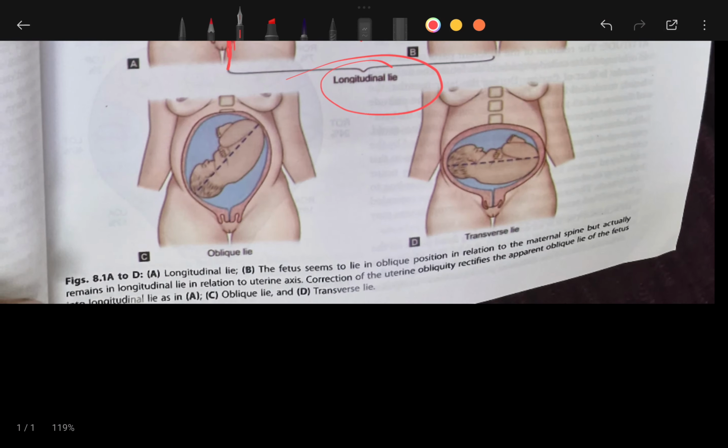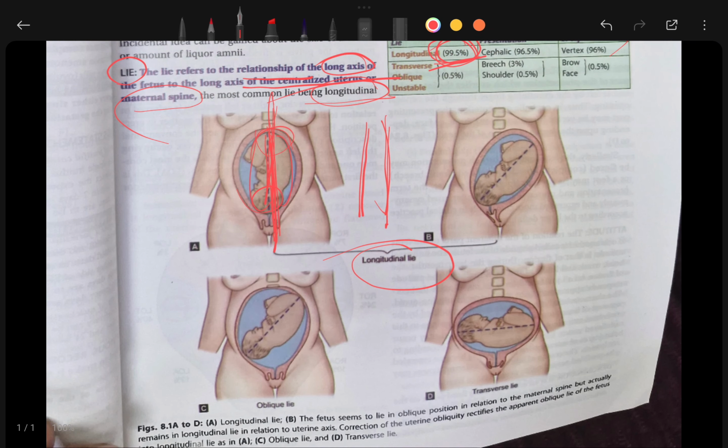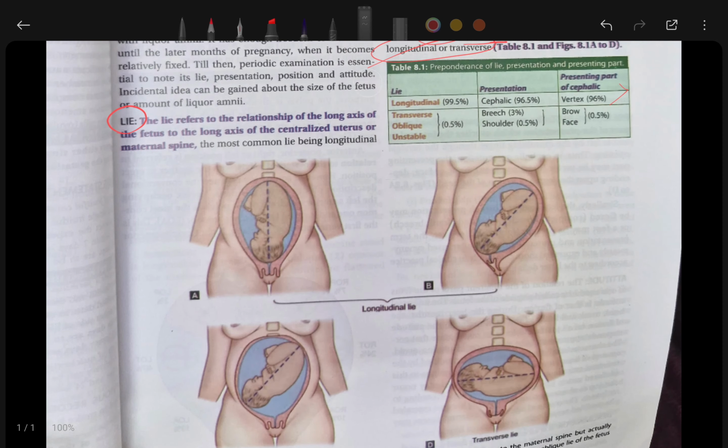In longitudinal lie, the head may be here or the head may be here. These two are longitudinal lie. This is not oblique. In oblique, the angle will be deviated more from the long axis. It may be exactly longitudinal or slightly oblique. These two we call longitudinal lie.